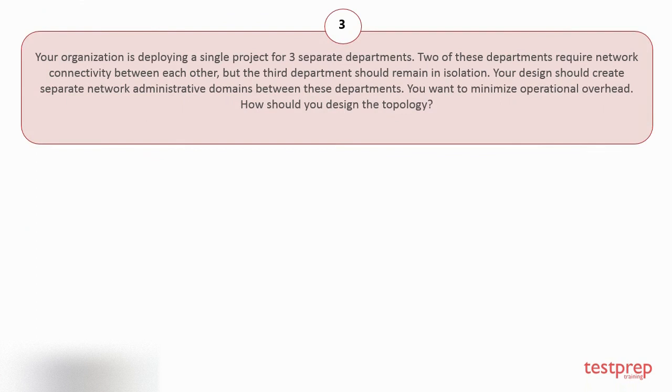Question number 3. Your organization is deploying a single project for 3 separate departments. 2 of these departments require network connectivity between each other, but the third department should remain in isolation. Your design should create separate network administrative domains between these departments. You want to minimize operational overhead. How should you design the topology?